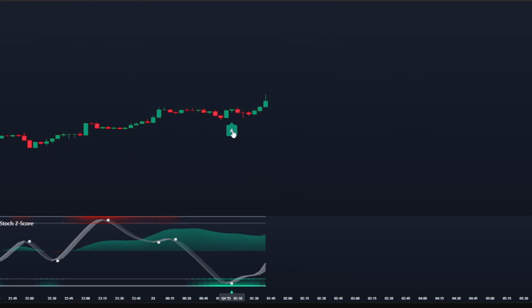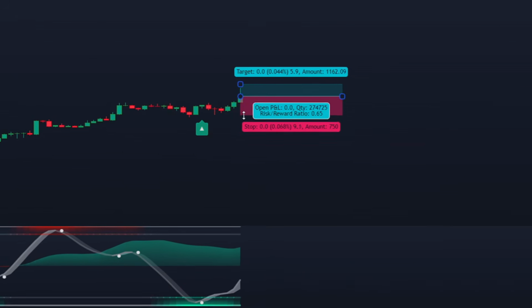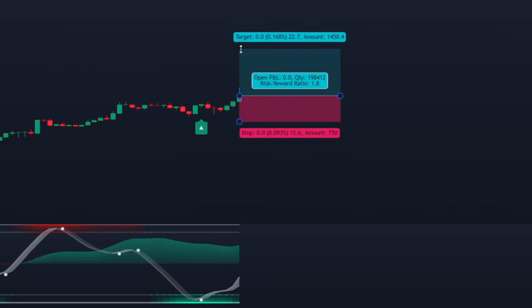When these conditions align, you'll usually see a buy arrow appear. That arrow is not my entry. It's my warning that something is changing. My actual entry comes from price. I wait for a strong bullish candle to close or a simple bullish engulfing after the arrow. Once that happens, I enter the buy.